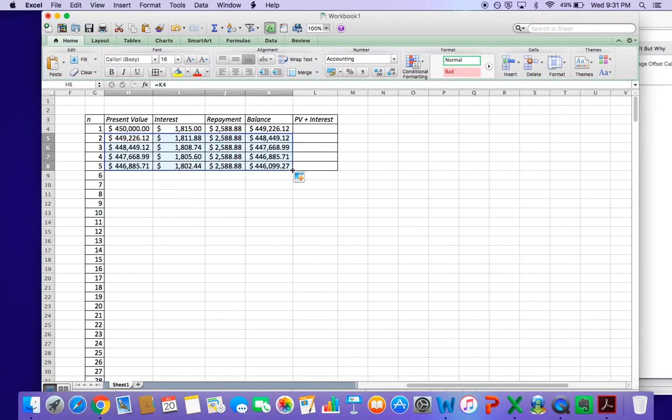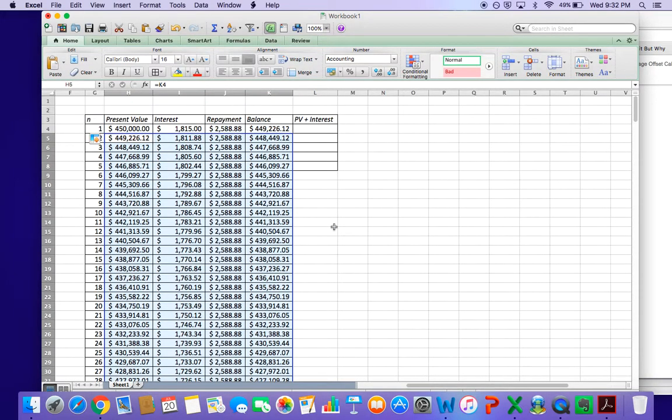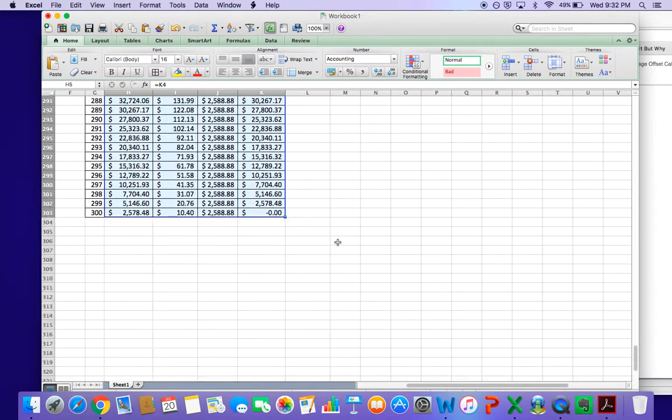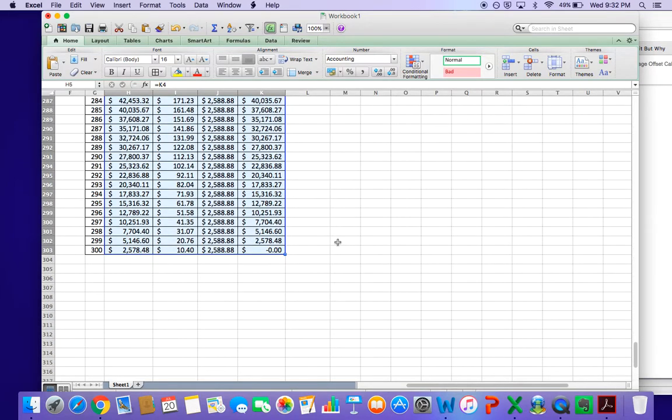All I need to do is get my cursor in the bottom right-hand corner, where I see the solid cross, and I just double-click, and then it will automatically generate everything we need. Okay, so let's go down and check that it's fine, and we know it's fine if we get a balance of 0 at the end of 300, and we do indeed get that, so that's all good.